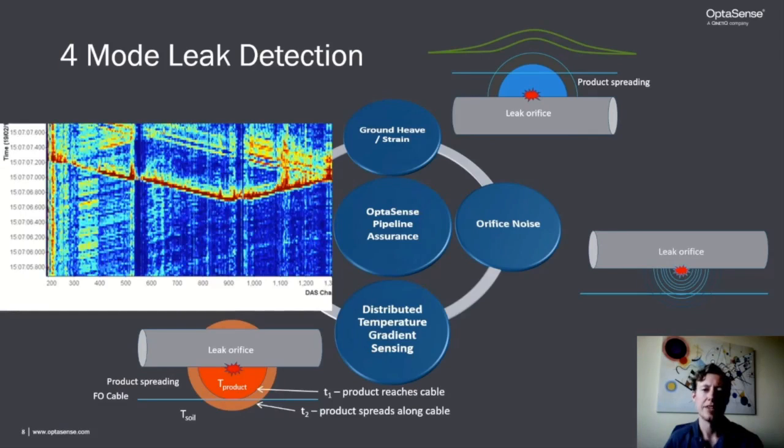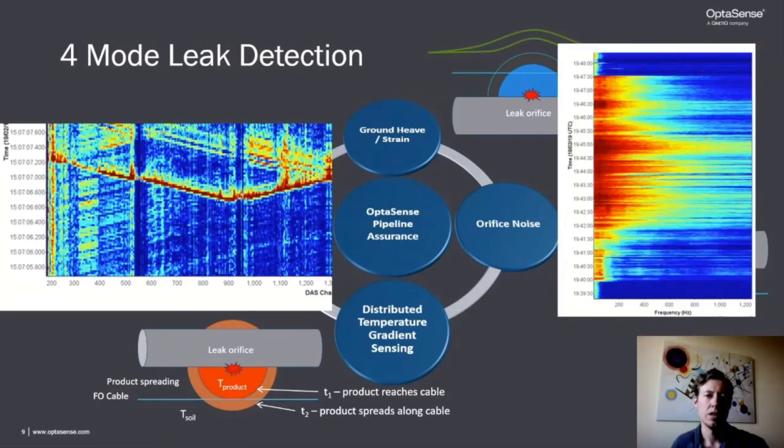As the signal propagates out in both directions along the pipe, it provides us with the characteristic V-shape that can be seen in the image. Orifice noise arises as fluid is ejected from the pipeline and vibrates the surrounding environment. This appears as significant amplification in the spectral content.